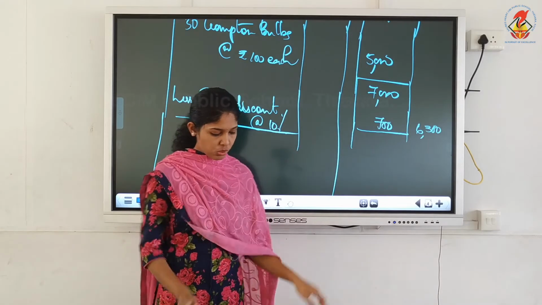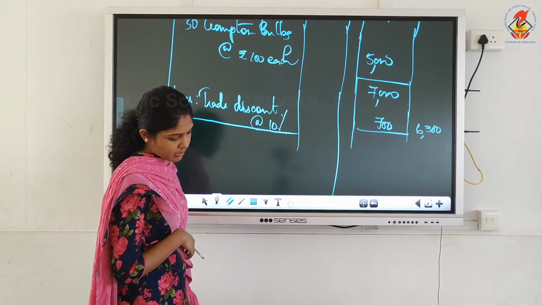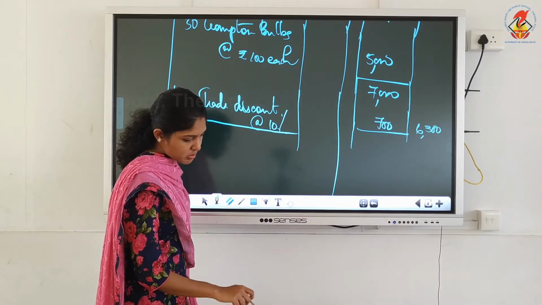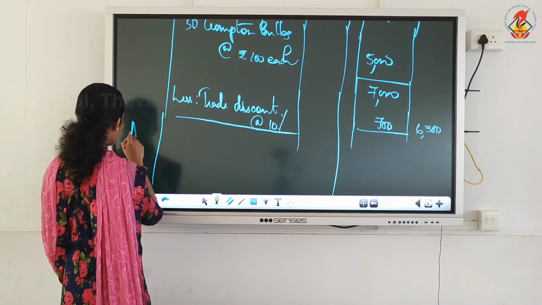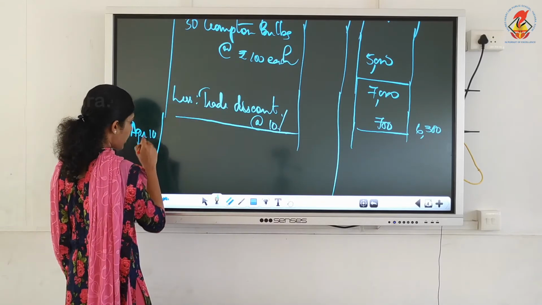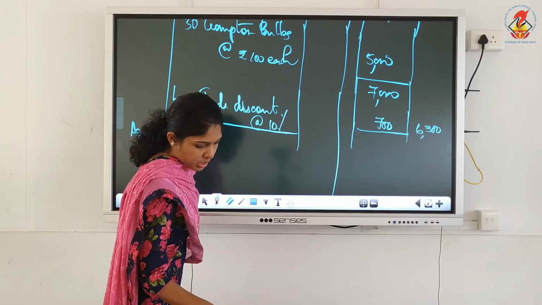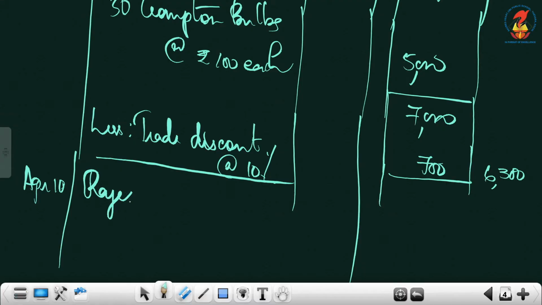Then the next item you can write, purchased goods from Rajesh Electric Store. Okay, there you are purchasing heaters and all, which is related and which is on credit basis. So April 10th, Rajesh Electric Store, Delhi.